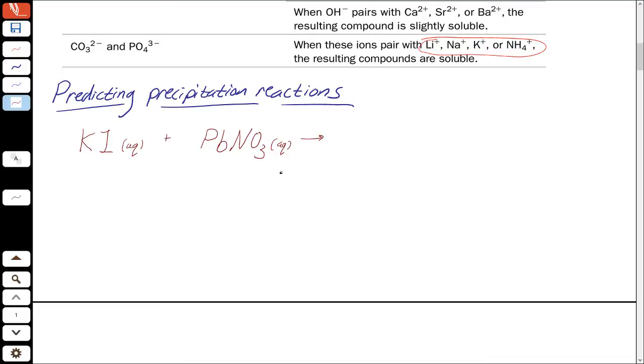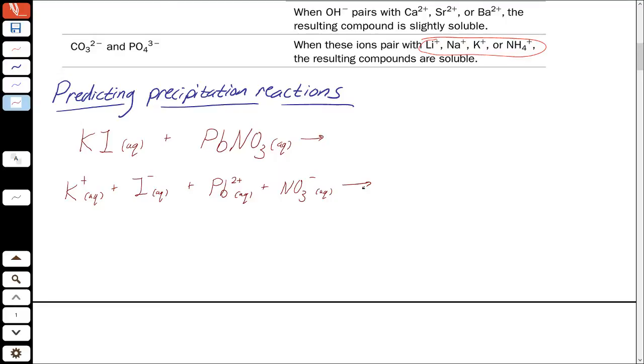So really what we have in this situation, if we're mixing potassium iodide and lead nitrate, is we have aqueous potassium ions, we have aqueous iodide ions, we have lead ions, and we have nitrate ions. That's really the situation we've created. We've created all these ions together in solution.